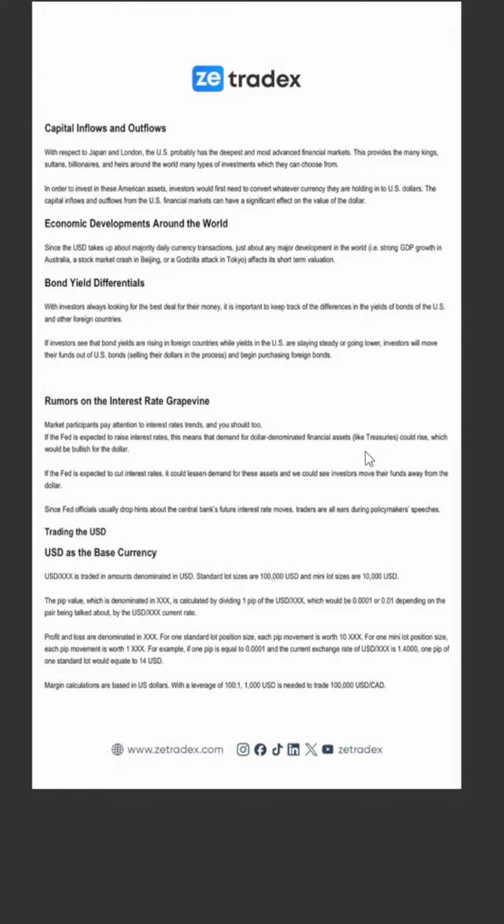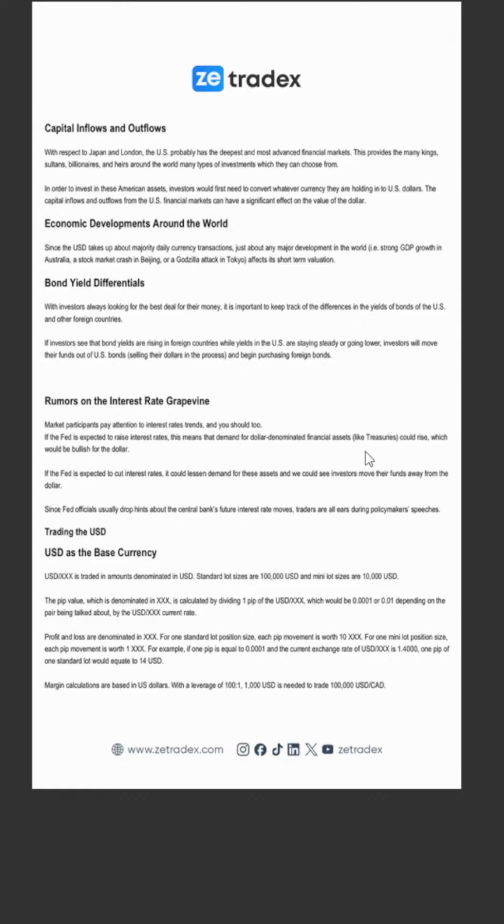Speaking of economic developments around the world, also very importantly, since the USD takes up the majority of daily currency transactions, just about any major development in the world, such as strong GDP growth in Australia, a stock market crash in Beijing, or maybe a Godzilla attack in Tokyo, affects its short-term valuation. We speak also of bond yield differentials.